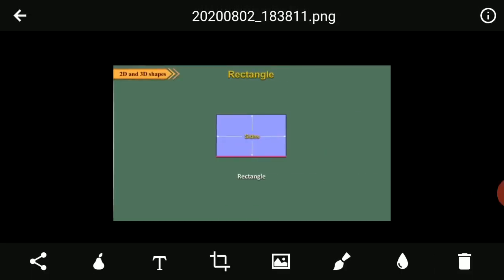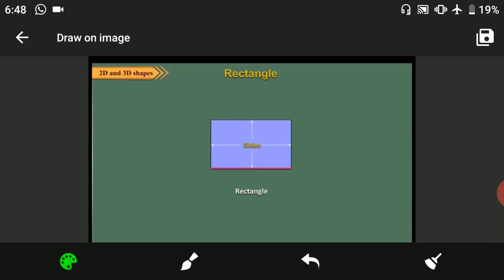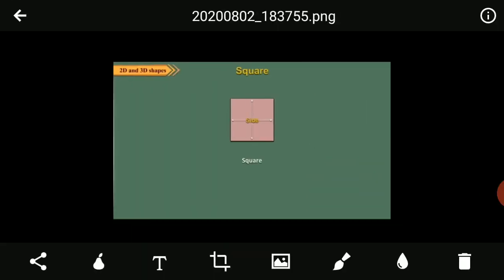So firstly we discuss rectangle. See this figure. Rectangle has how many vertices? It is having four vertices. 1, 2, 3, 4. Clear? How many sides? Four sides. And diagonals, if I talk about, there are two diagonals in a rectangle, 1 and 2. Clear, students? Now we discuss square.